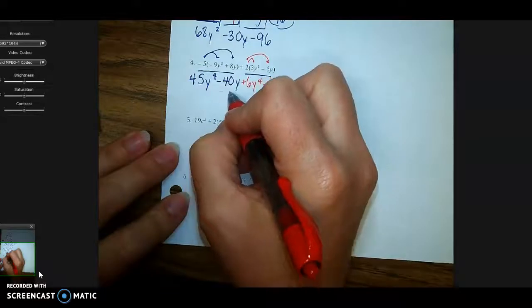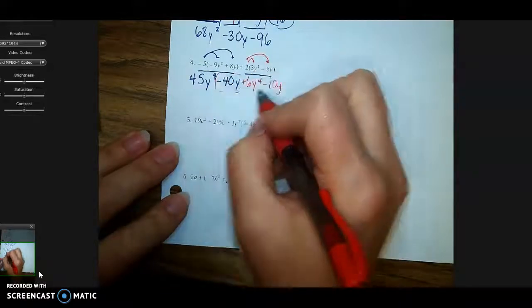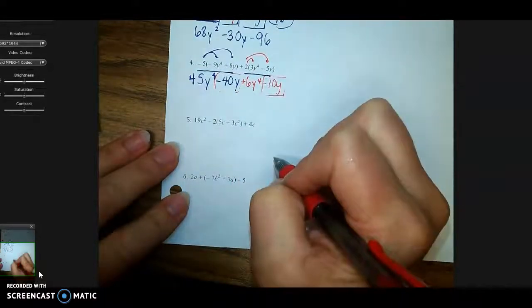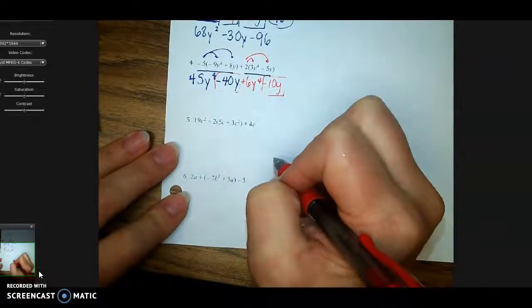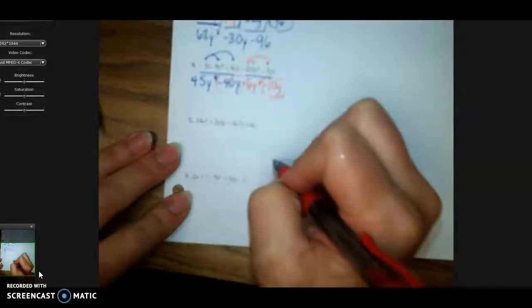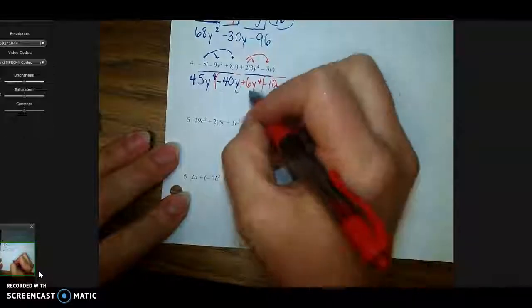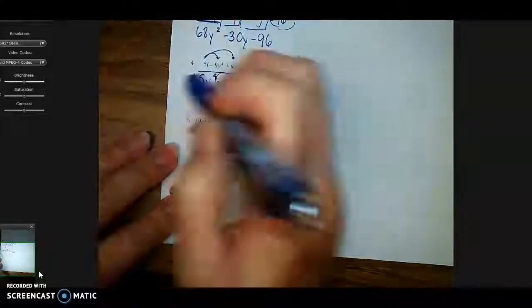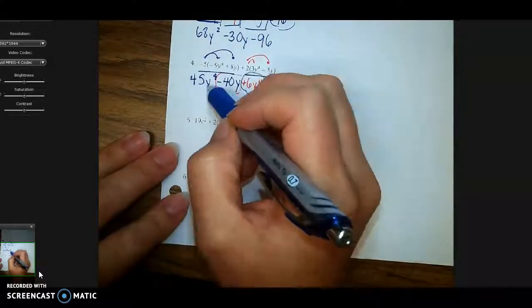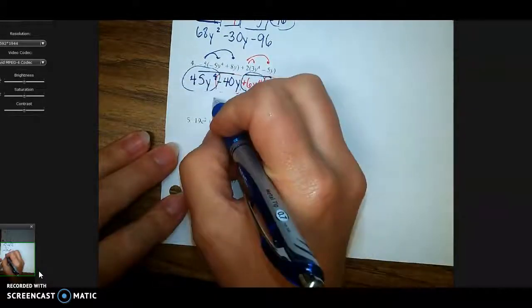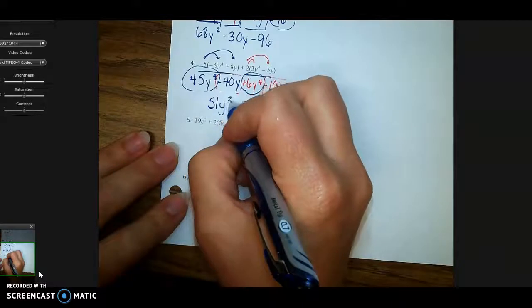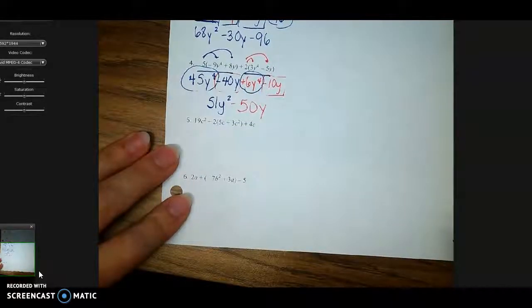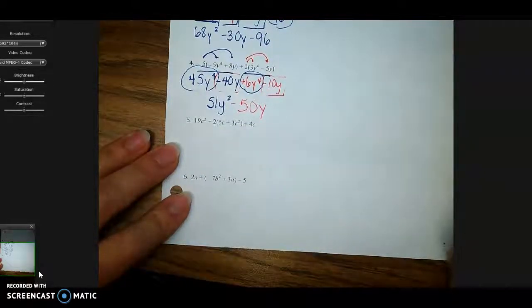What I can combine is that negative 40y and that negative 10y, and I get negative 50y. Or in this case, we're going to find we've got a higher y power here. 51y squared minus 50.